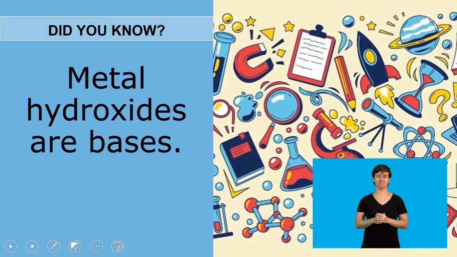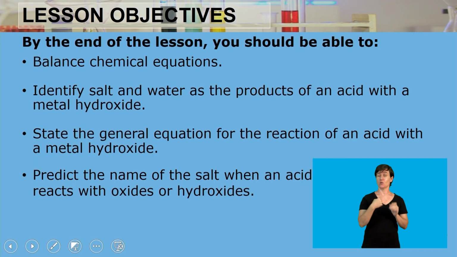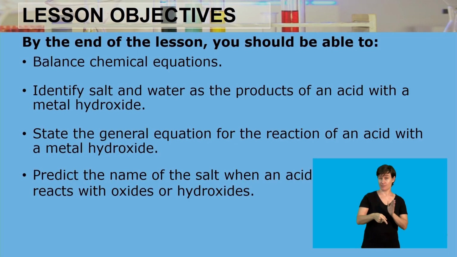For this entire lesson, we need to set goals so that we are able to achieve them. The first goal is that by the end of the lesson, you should be able to balance the chemical equations. You also need to be able to identify salt and water as the products of an acid with a metal hydroxide. You also need to be able to state the general equation for the reaction of an acid with a metal hydroxide. And lastly, you need to be able to predict the name of the salt when an acid reacts with oxides or hydroxides.